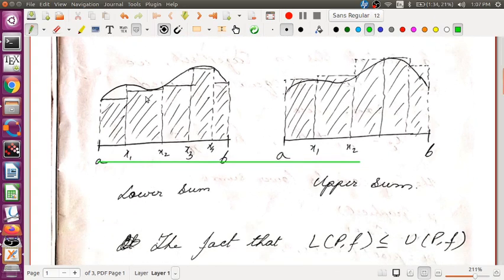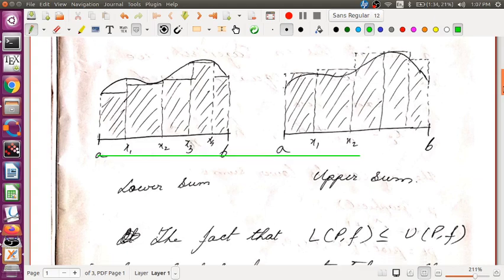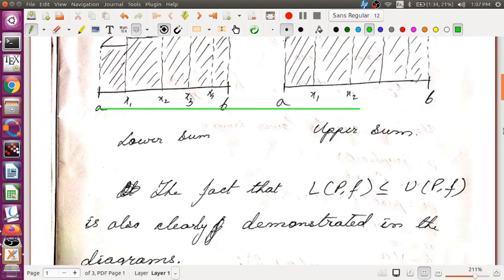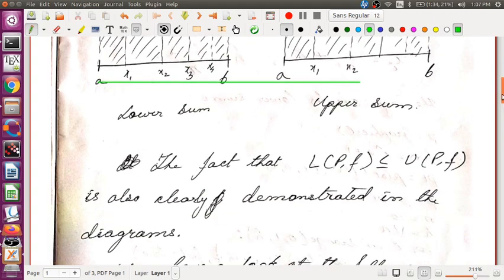From the diagram you can clearly see, we have already done that as an exercise, that for any partition, L(P, f) is always less than or equal to U(P, f). The sum of these areas is less than the sum of these larger rectangles. Each of these rectangles is greater in height than the corresponding rectangle of the lower sum. So L(P, f) is less than or equal to U(P, f). We have already proved that, and here we have demonstrated it.